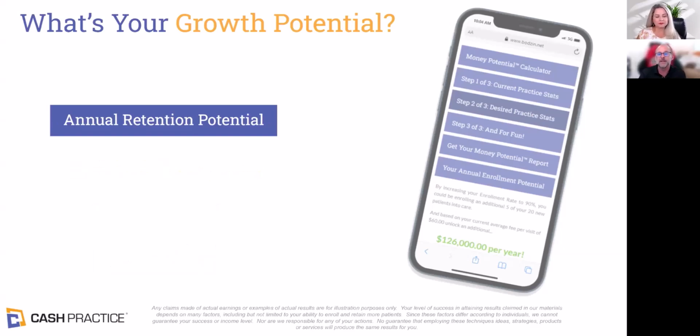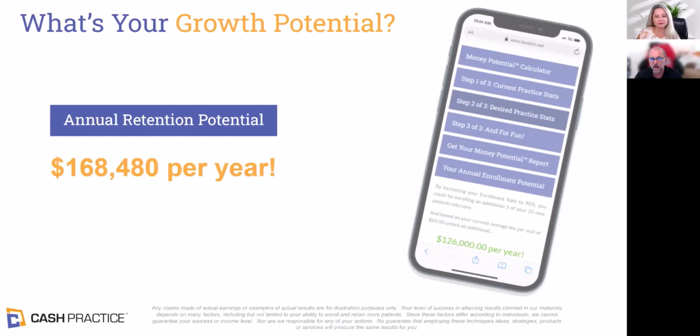The next is the retention side of things, the annual retention potential. This is where we say your PVA has increased. So we went from a 20 PVA to a 38 PVA, which means patients are just staying with you. They're staying the course of care. They're getting better clinical outcomes. And as a result, your practice is going to grow.